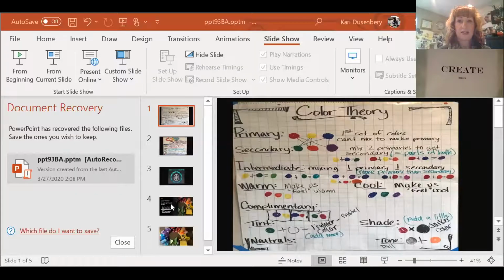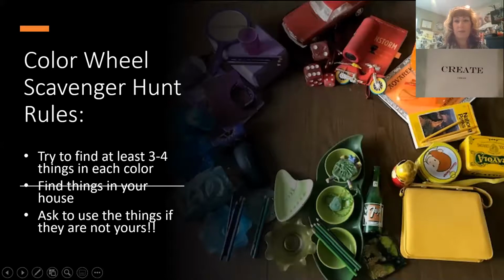So let's take a look at our color wheel challenge right over here. Here we go. Color wheel challenge, or color wheel scavenger hunt. Now, of course, there's some rules. I'm sorry, but there's always rules, isn't there? So I want you to try to find 2 or 3, maybe even 4 things of the same color. When you only have one, it doesn't give you a very good wheel.